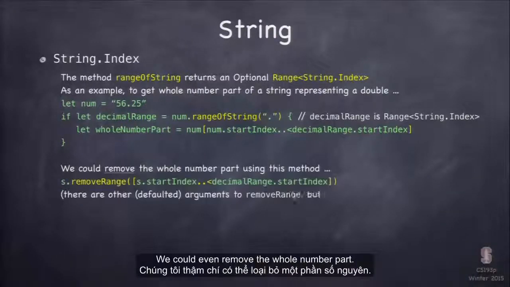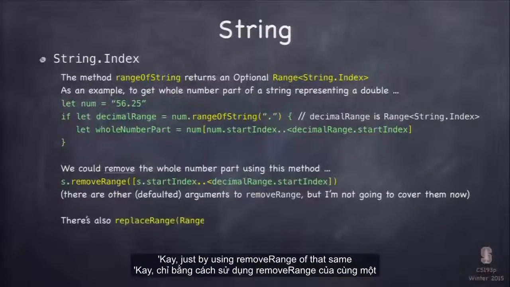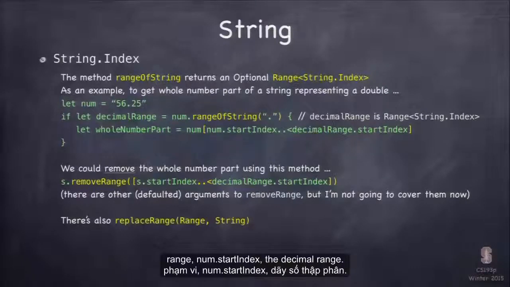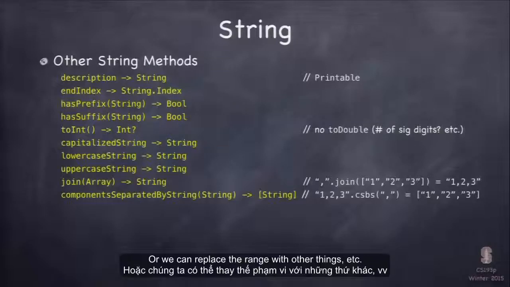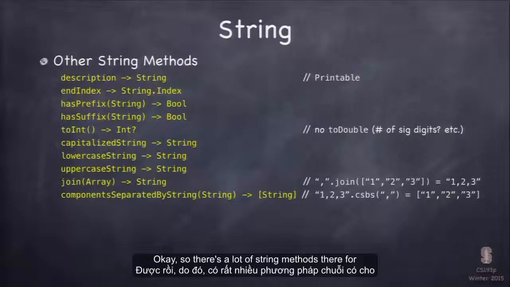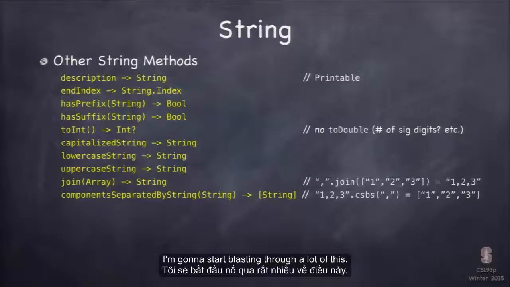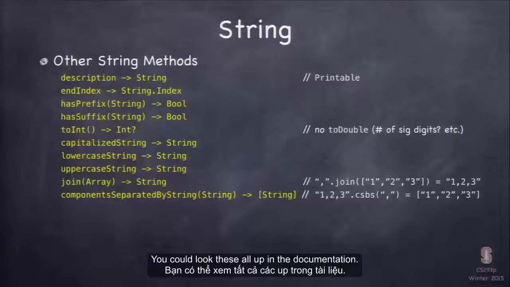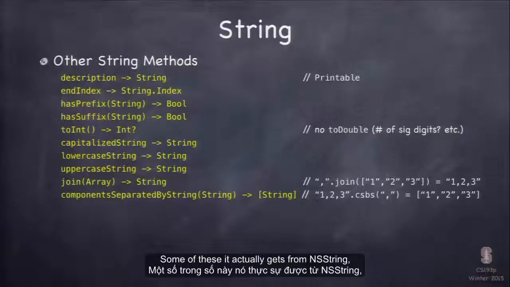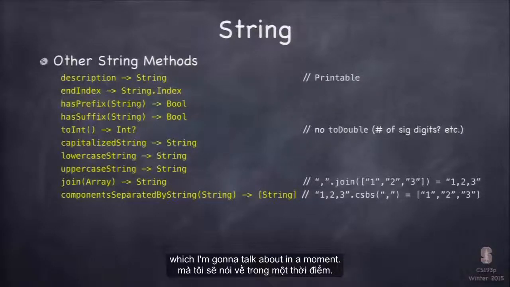We could even remove the whole number part, just by using remove range of that same range, not start index to decimal range. Or we can replace the range with other things, etc. So there's a lot of string methods there for doing that, and they're all based on that string index. Other string methods, I'm going to start blasting through a lot of this. You can look these all up in the documentation. Some of these it actually gets from NSString, which I'm going to talk about in a moment.